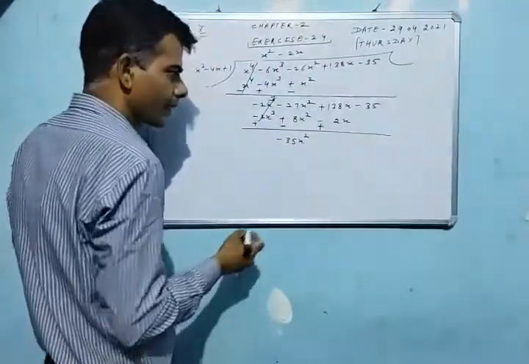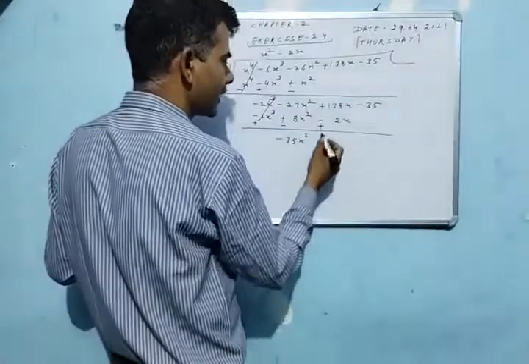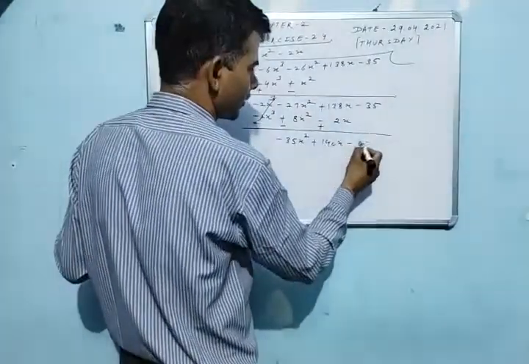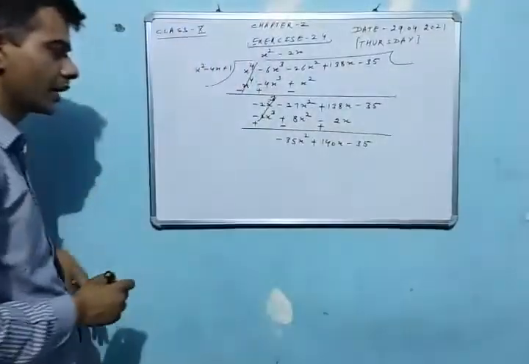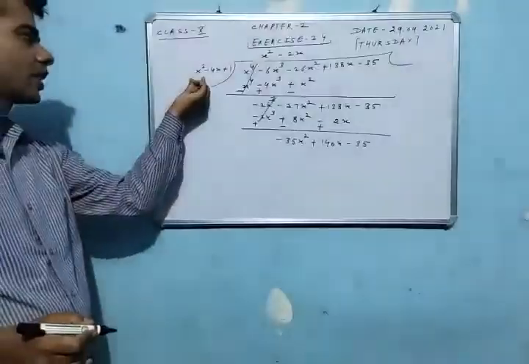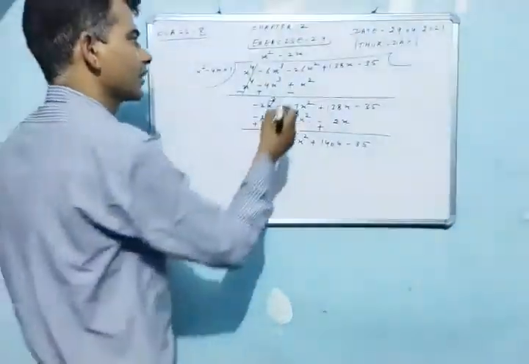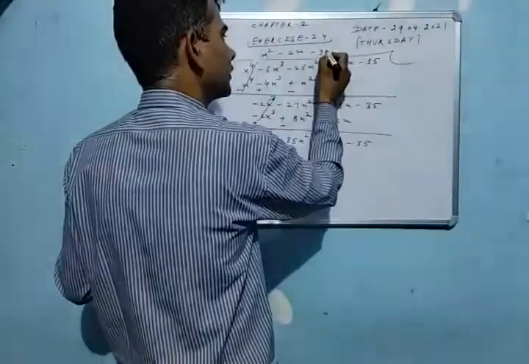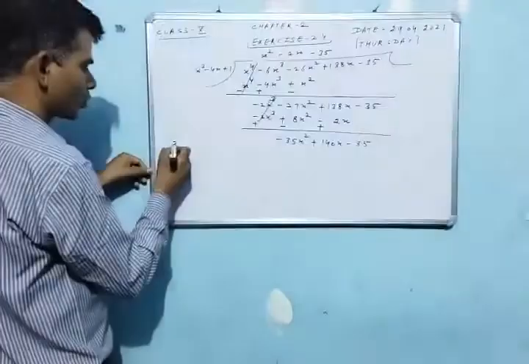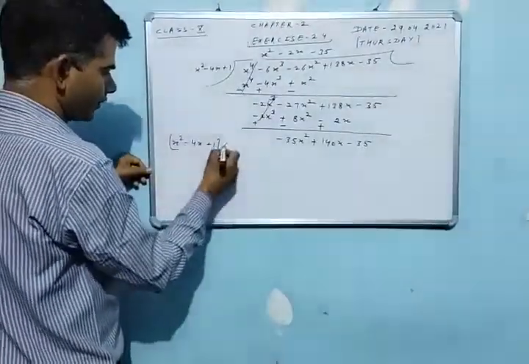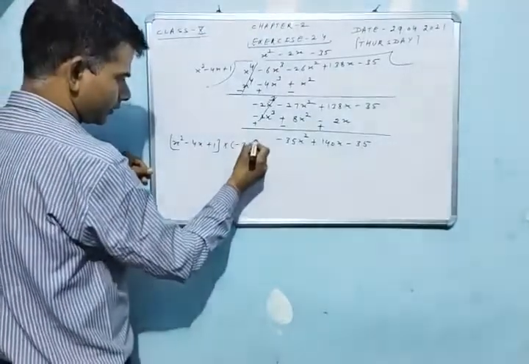square, that is plus 138 plus 2, that is 140x minus 35. Now students, by which number x square is multiplied, result will be minus 35x square, minus 35. Students, minus 35. Now x square minus 4x plus 1 multiplied with minus 35.